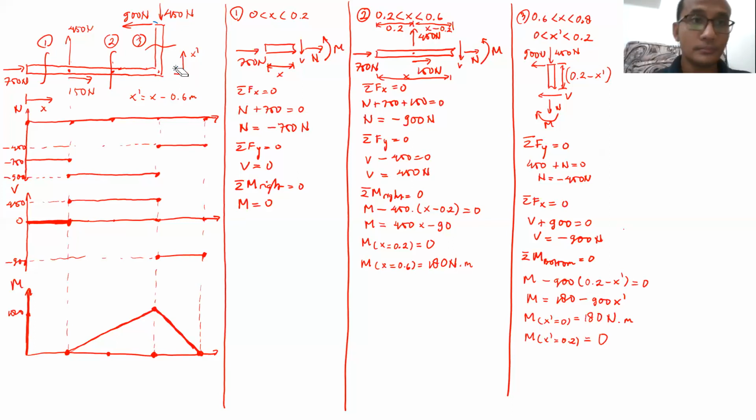In order to simplify things, instead of using x for this particular part, I use x-axis, and I define that x-axis is equal to x minus 0.6 meters. So at this particular point, x-axis is 0. At this point, x-axis is 0.2 meters. At the same time, the x here is 0.6 meters, and the x here is 0.8 meters.